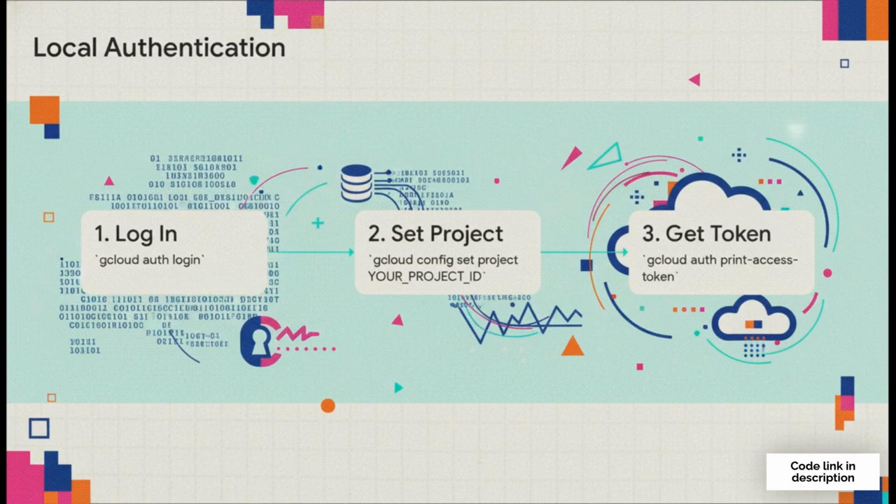So to test this on your local machine, you're first going to need to authenticate with Google Cloud. It's a really simple three-step process right in your terminal. First, you'll log in with gcloud auth login. Second, you'll set your active project. And third, you'll run gcloud auth print access token to generate a temporary token that you can just copy and paste into your application properties file.